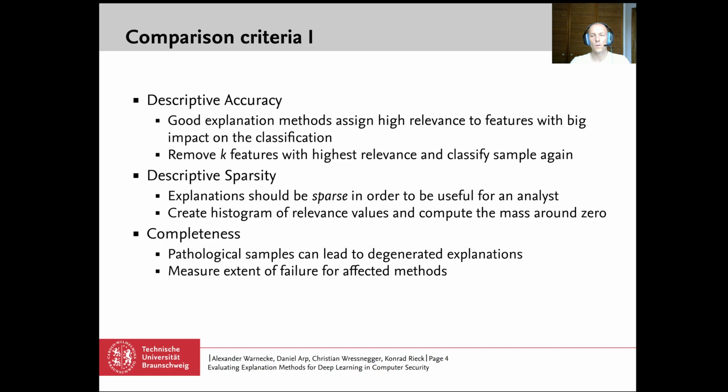Completeness deals with the problem of degenerated explanations, which occur for certain explanation methods. A degenerated explanation makes no sense and can, for example, be an explanation that assigns each feature the relevance value of 0, which makes no sense and doesn't help an expert in practice. We measure which methods are affected and the extent of failure.